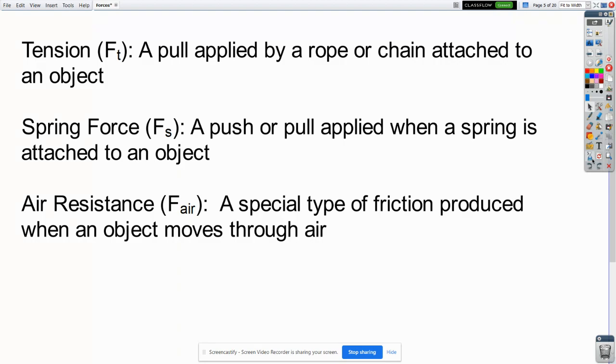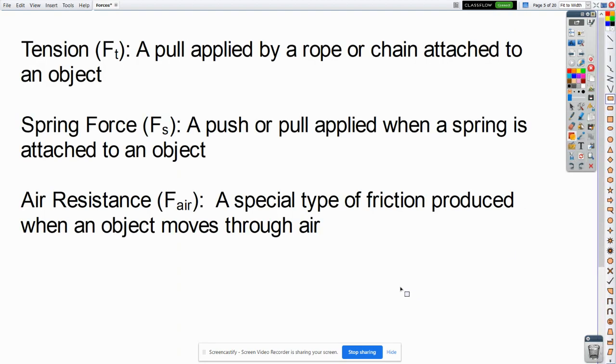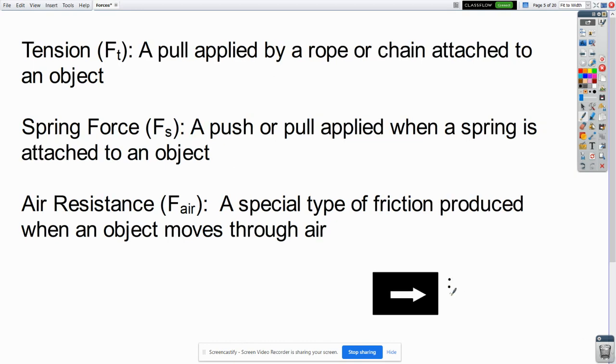As an object moves through the air, make me a little object here. Now let's say this object is moving to the right. It's going to have to take this air that's in front of it and move this air out of the way. It's going to have to take these particles and push them above, below, and around it. That takes force. That force is air resistance.